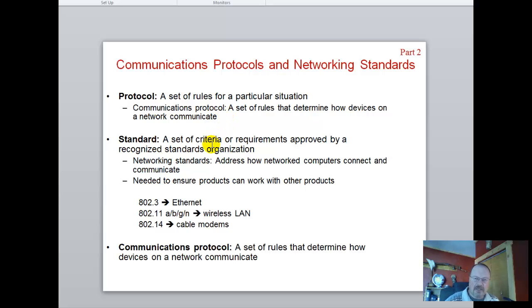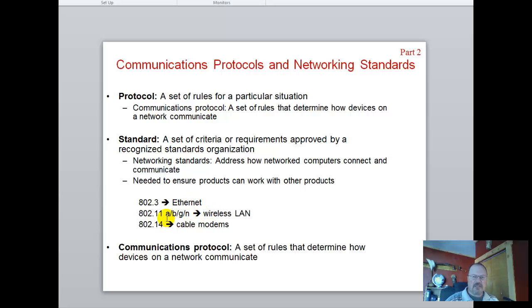Now, a standard is a set of criteria or requirements approved by a recognized standards organization. Network standards address how network computers connect and communicate, and they're needed to ensure products can work with other products. So printers have to work a certain way, PCs have to work a certain way, routers and switches all have to work a certain way if they're all working on Ethernet. And again, Ethernet is an 802.3 standard.